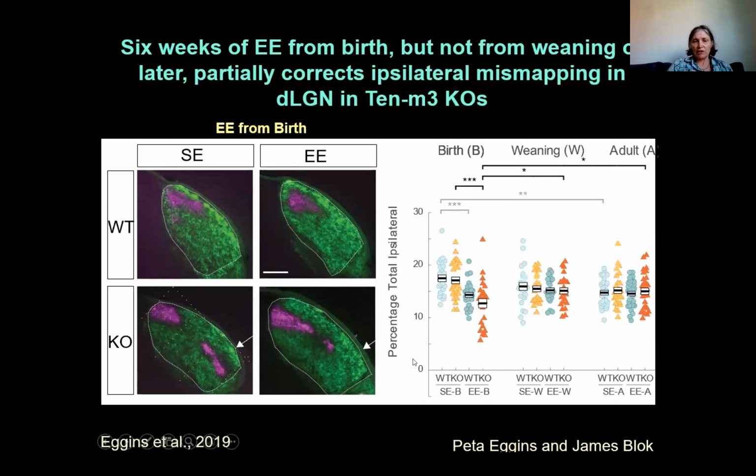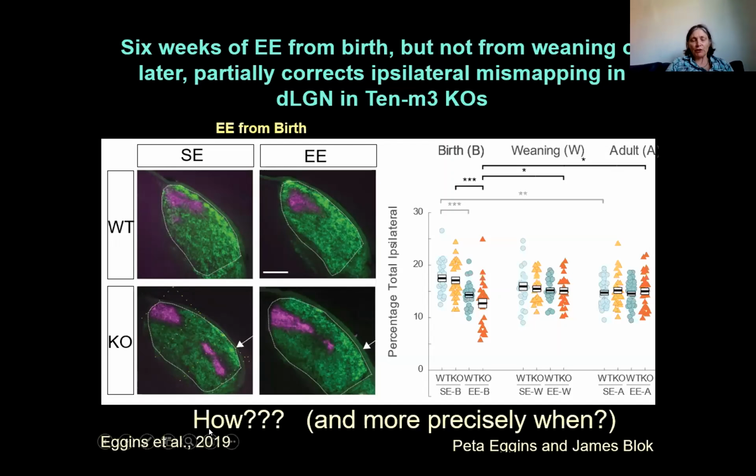Here we're quantifying the percentage of the ipsilateral label, and basically what we found is this change here was correlated with a significant decrease in the proportion of the LGN occupied by ipsilateral terminals in the enriched from birth knockouts compared to the standard housed knockouts. And there was no change if we started at weaning or again at adulthood. And we did a topographic analysis as well, showing that this change here was significant. But basically the point here is we seem to be enhancing the pruning of the miswired ipsilateral projections, which could lead us towards a potential mechanism.